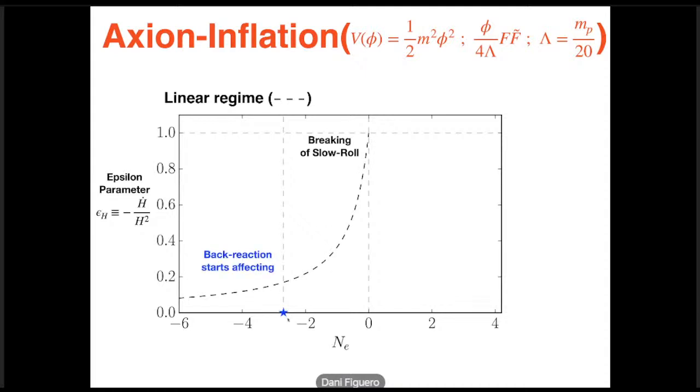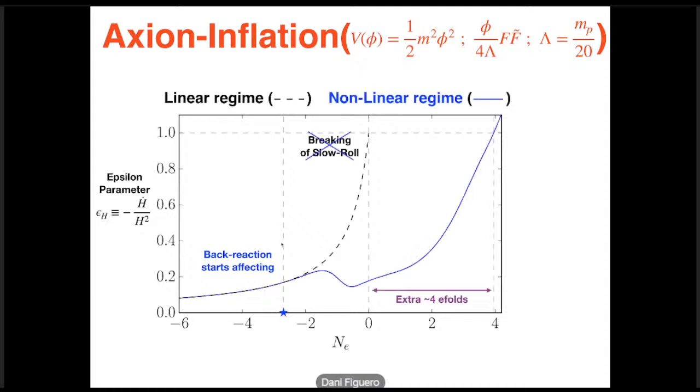In reality, we know that at some moment, in this scenario at minus 2.7 e-foldings, you are going to generate so many gauge fields that they have so much energy that they are going to back-react. And the real epsilon parameter in my system is this blue line, okay? This is the really nonlinear regime of inflation. So essentially what you see is that we are extending inflation.